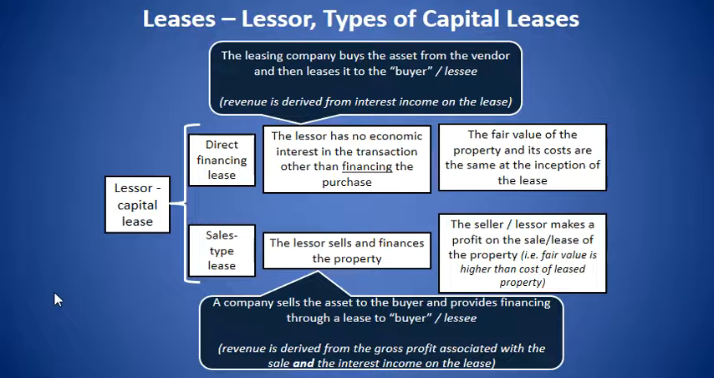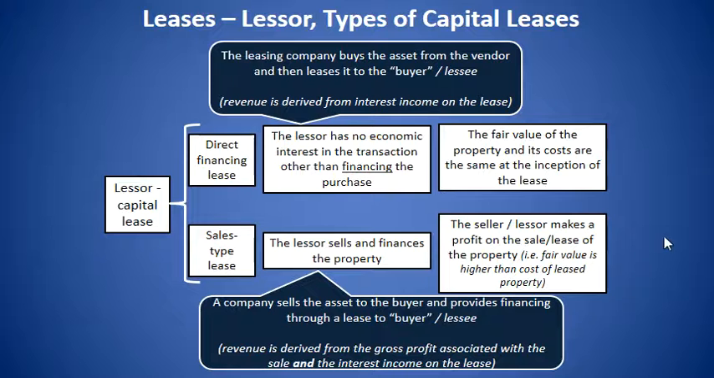Now if we take a look at the sales type lease, the lessor sells and finances the property. So in this case, the lessor, the company, sells the asset to the buyer, who's going to be the lessee, and provides financing through a lease to the buyer, who's a lessee. So revenue is derived from number one, the gross profit associated with the sale, then number two, the interest income on the lease. Now we're going to go through the accounting for a sales type of lease.